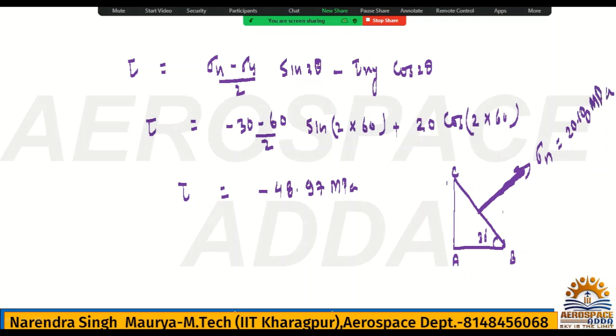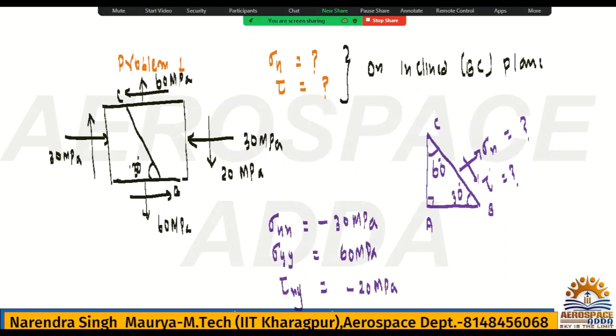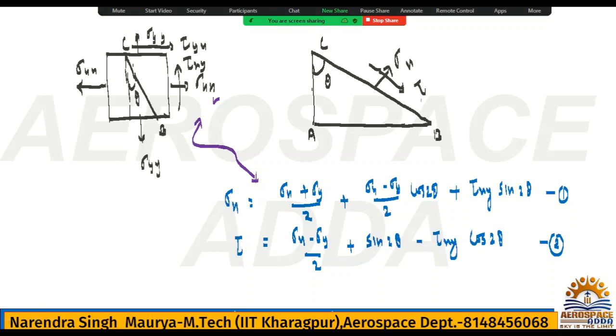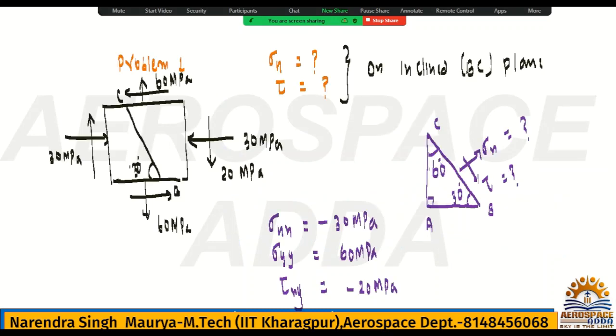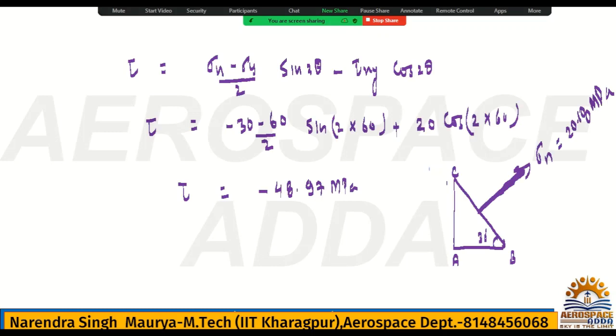But as per your sign convention, tau was downward. Check in the problem here. You have taken tau downward in your original formula, but now you are getting tau negative. So what is the meaning of it? It means the actual tau direction, the shear stress on the inclined plane, will be just opposite. If you invert this direction, then you only need to write the magnitude, because the inverted direction itself will say that this value was negative, hence you have inverted the direction. That's all. So this is the sigma n and tau for the inclined plane. Hope you understood this.